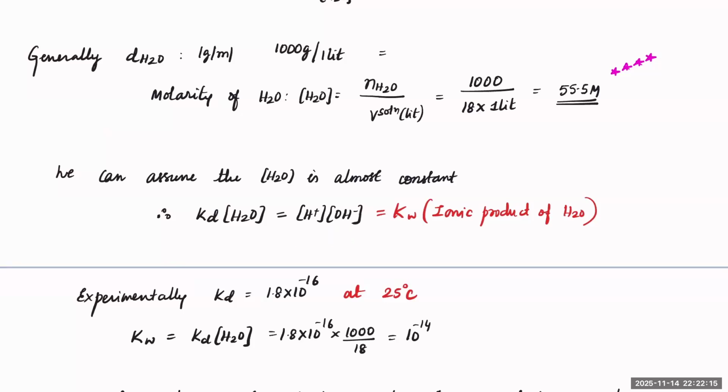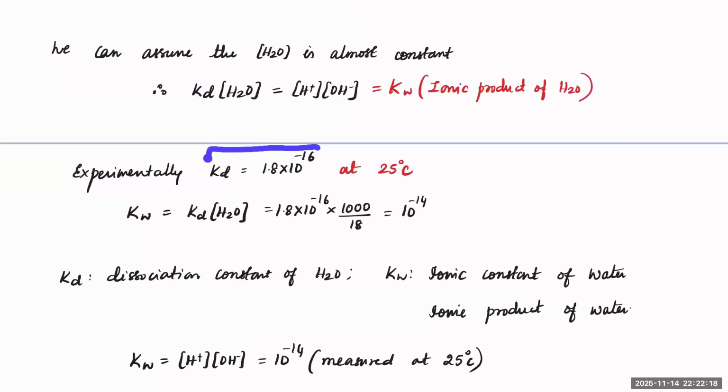Now, experimentally, Kd was calculated. You can use conductometric titrations from electrochemistry to calculate the Kd value. And if I take that Kd value, with the water concentration being 1000 by 18, and Kd being 1.8 into 10^-16, if I multiply them, I get the Kw value as 10^-14. So this is a constant value at 25 degrees centigrade. Remember, at 25 degrees centigrade, the ionic product of water is 10^-14.